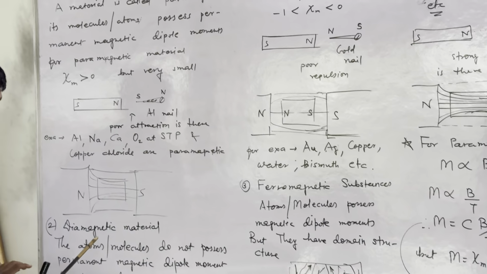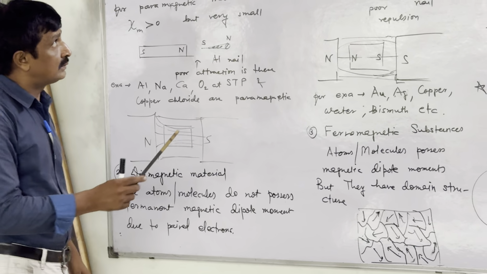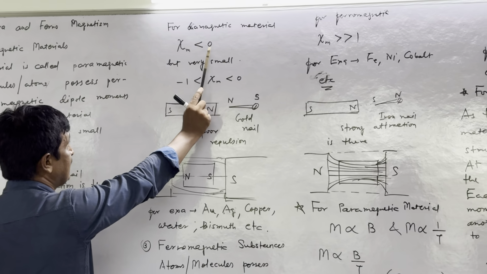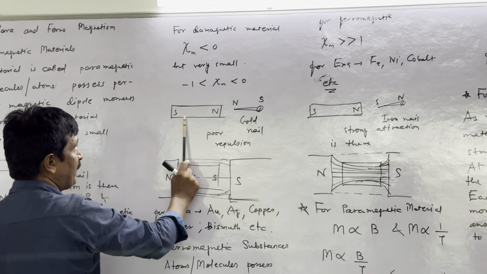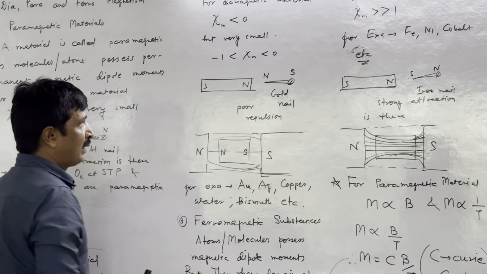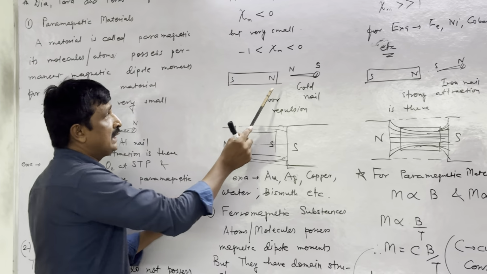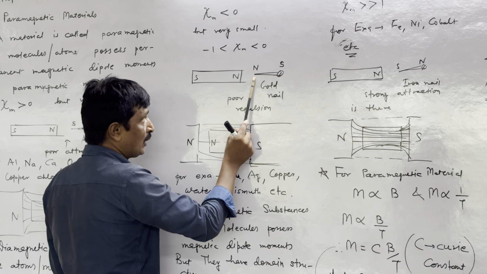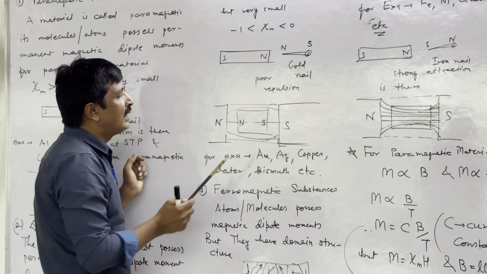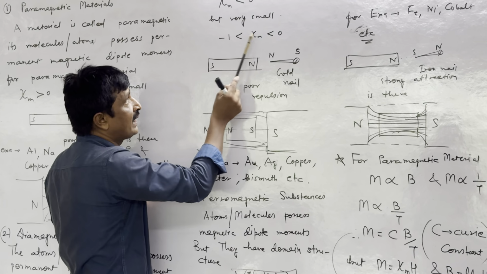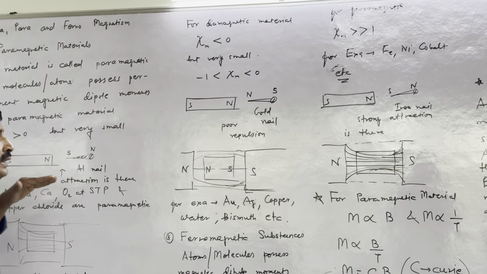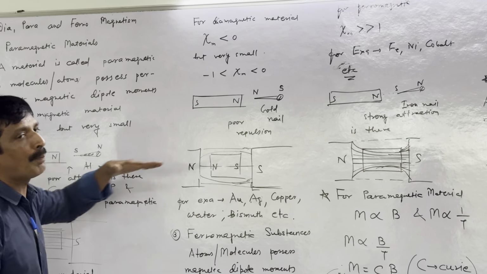So as a whole, it does not have a dipole moment, a particular molecule or atom. And for diamagnetic material, chi is less than 0. If we place, suppose, a gold nail in the magnetic field of a bar magnet, this end is induced as a north pole and this as a south pole, opposite to that of the magnet. So a minor repulsion is there, because chi is negative but very small. So it moves towards the weaker magnetic field.